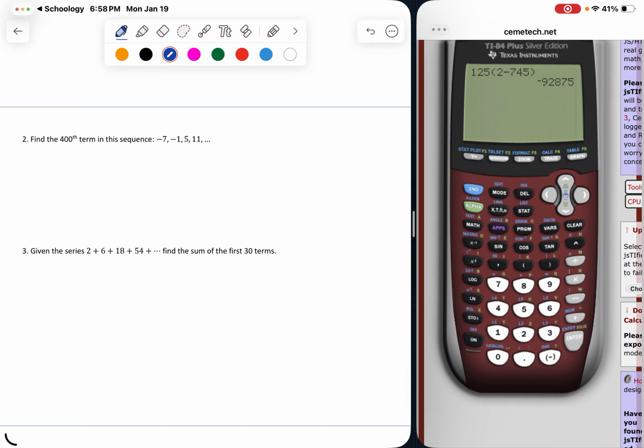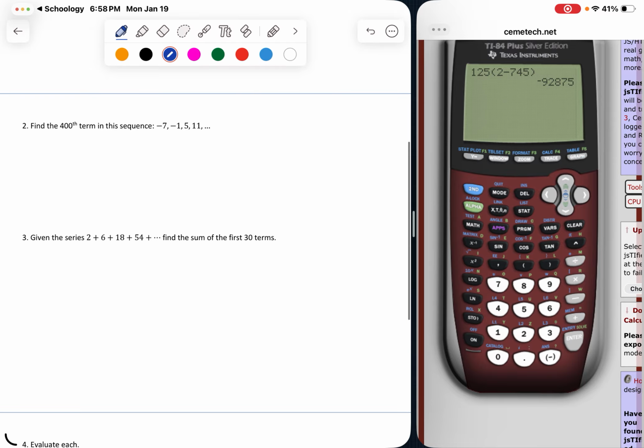Okay, let's look at the next one here. It says, find the 400th term of this sequence. So my answer is going to be a sub 400. So I need to plug 400 into the rule. Unfortunately, there is no rule, right? So I need to know what the rule is.